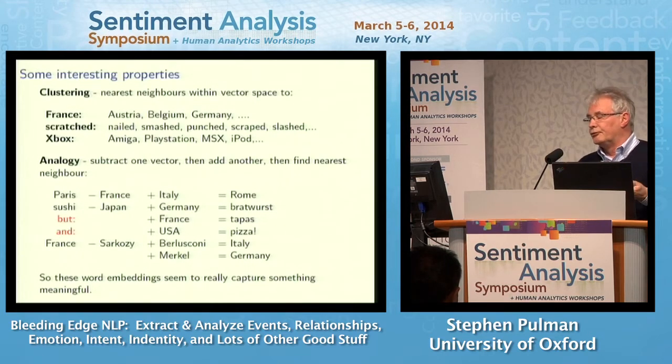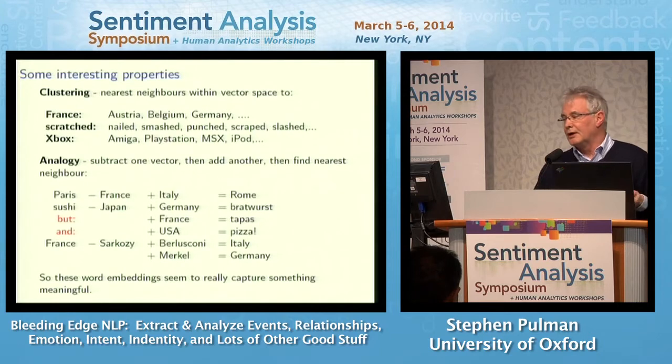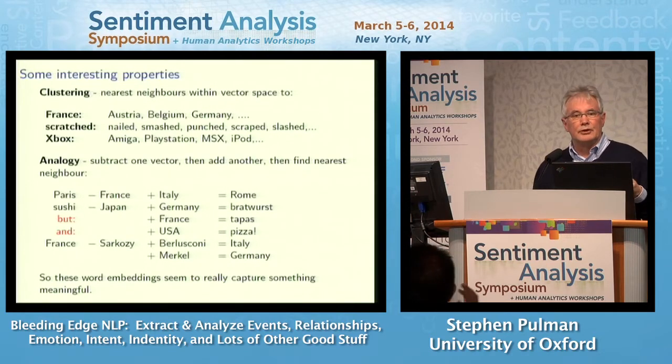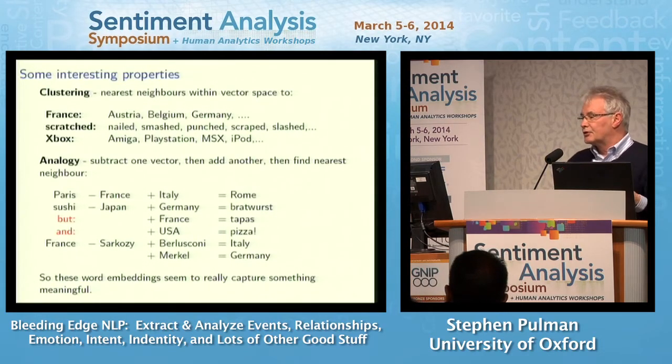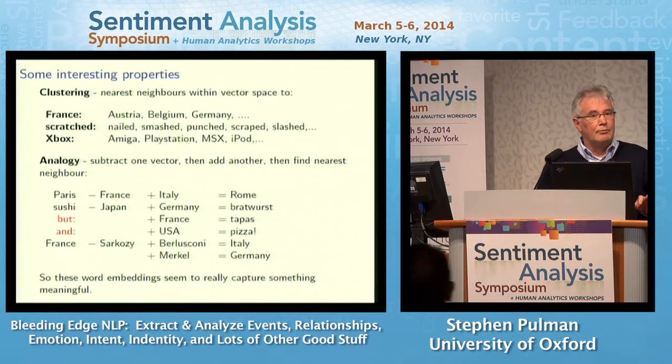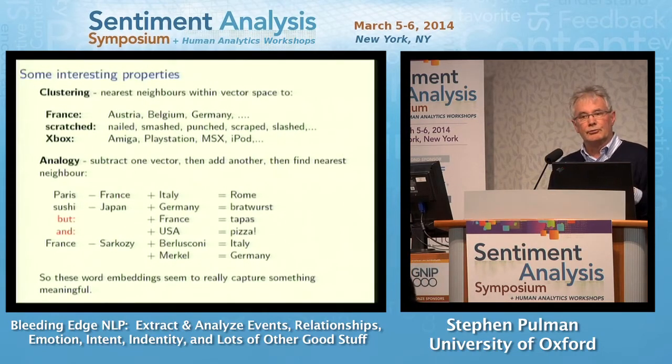So if we look for the vectors that are nearest to the vector for France, we find things like Austria, Belgium, and Germany. Well, that's pretty good. It's not the only way of doing clustering, but it's nice that it shows us that we're capturing something. Synonyms or words that are semantically close to scratched, you've got there, nailed, smashed, punched, scraped, slashed. What's near to an Xbox: Amiga, PlayStation, and so on and so forth. So that's good. So it can do all the things that standard vector methods can do. But amazingly, you can also do some clever things by quite simple operations on vectors.